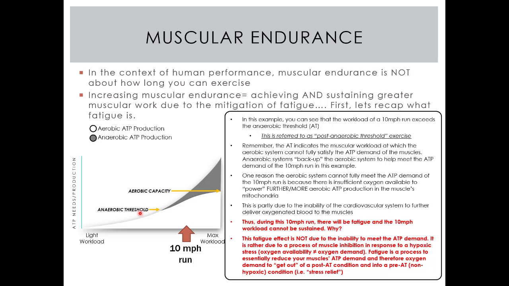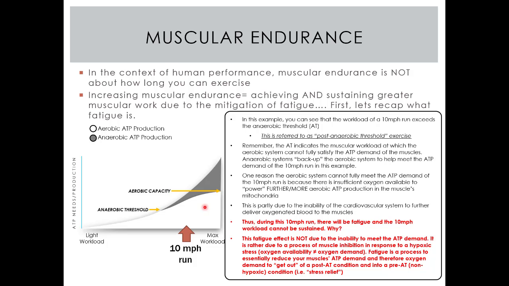a non-oxygen requiring system called the anaerobic system fills the portion of the ATP demand that the aerobic system cannot, and that is represented by the gray curve on top of the white curve. This is the anaerobic ATP production. So during exercise intensities above the anaerobic threshold, or post-anaerobic threshold exercise, in other words, the anaerobic system simply backs up the aerobic system because there is insufficient oxygen available in the muscle cells to power further aerobic ATP production in the mitochondria for the aerobic system to fully meet the ATP demand.